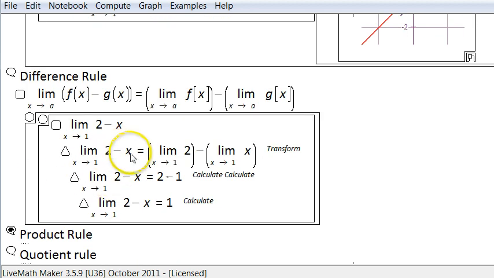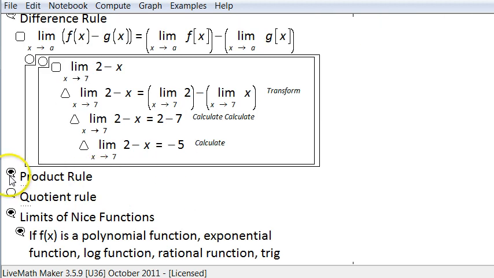The limit of 2 minus x is the limit of 2 minus the limit of x. I happen to be approaching x equals 1. And so I get that. I could change that to approach any number you want. Let's go to 7. Right, 2 minus 7 is negative 5.